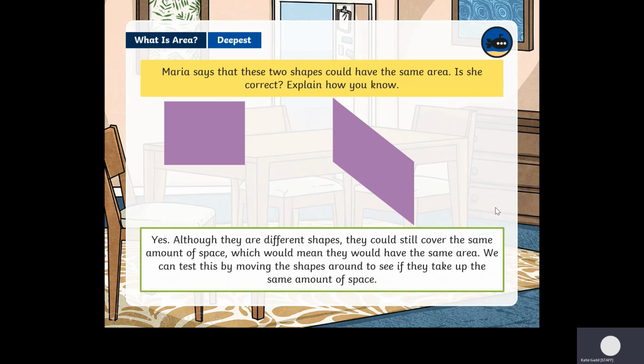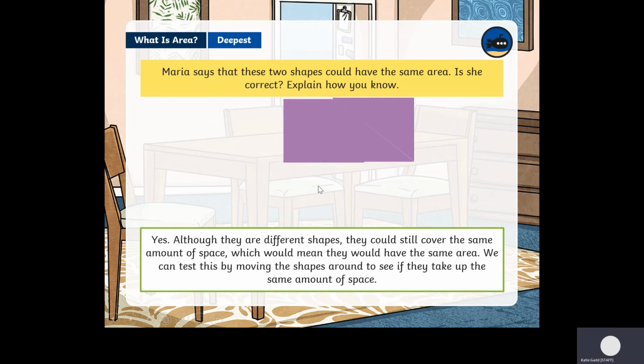Yes, although they are different shapes, they could still cover the same amount of area, same amount of space, which could mean they have the same area. We can test this by moving the shapes around to see if they take up the same amount of space. So if we cut that shape and we move it, you can see that we can actually make a rectangle. And in fact, they are the same size when you move them together. Did you get the same answer?